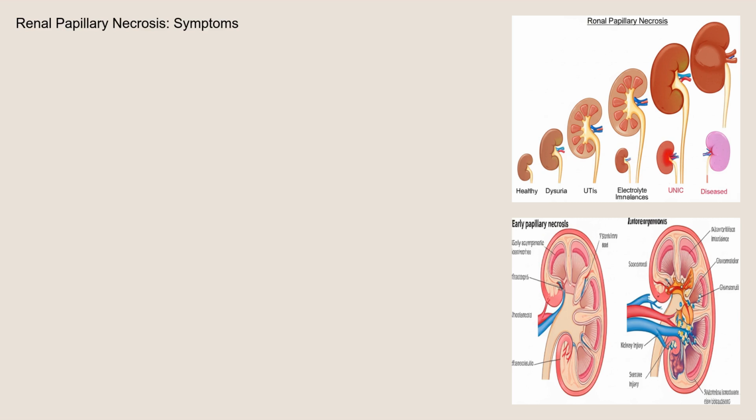The signs and symptoms of renal papillary necrosis can vary depending on the severity and underlying cause. Some individuals may be asymptomatic in the early stages. However, as the condition progresses, common symptoms include flank pain, hematuria, or blood in the urine, dysuria, painful urination, and frequent urinary tract infections. In severe cases, acute kidney injury can develop, leading to decreased urine output, swelling, and electrolyte imbalances. Symptoms related to the underlying cause, such as diabetic complications or sickle cell crises, may also be present.